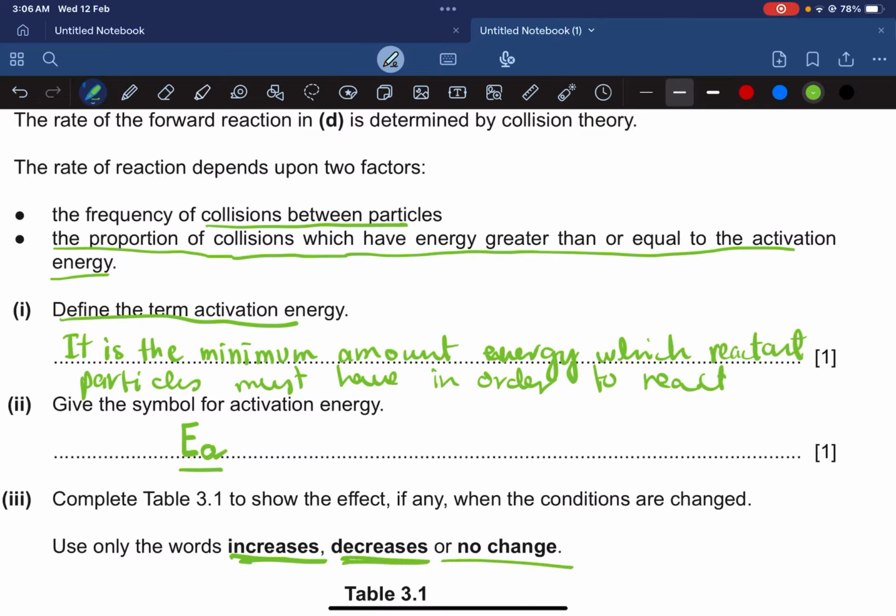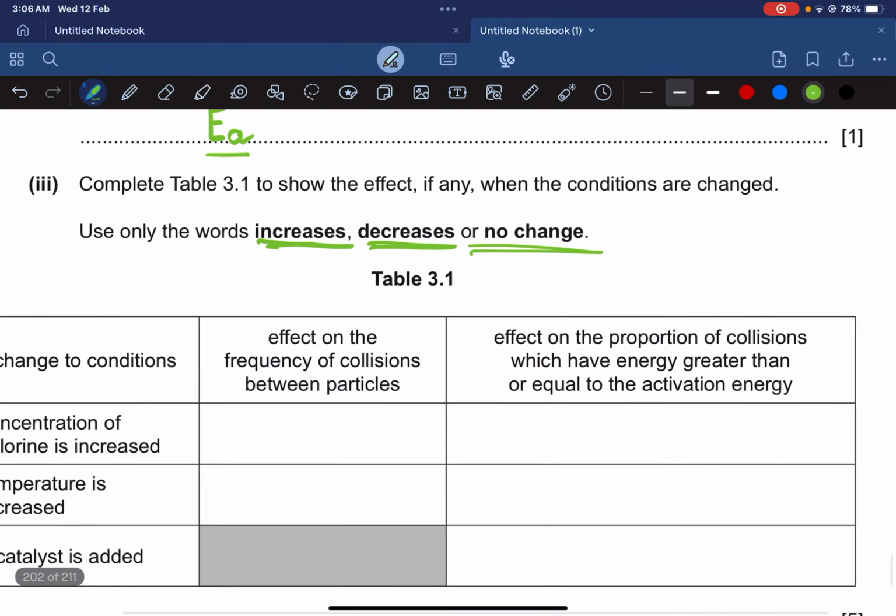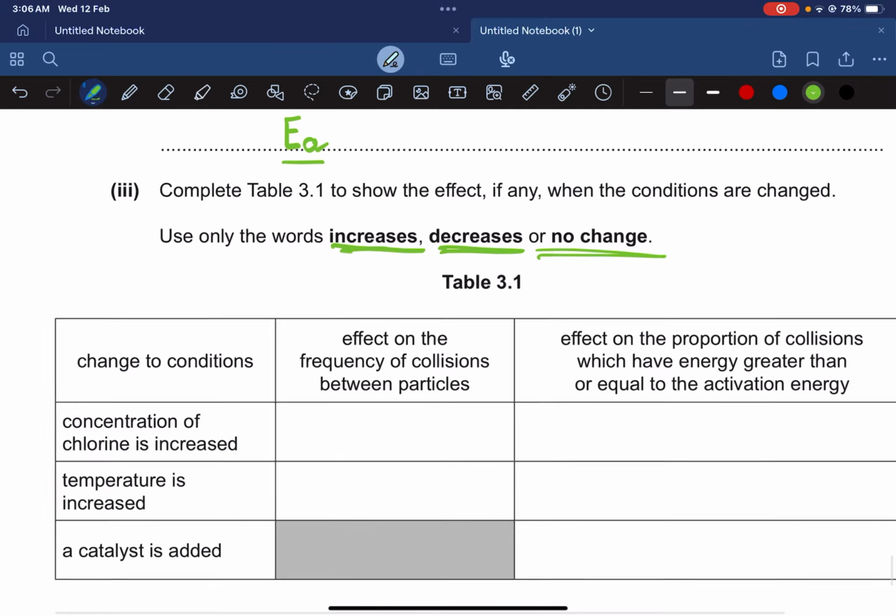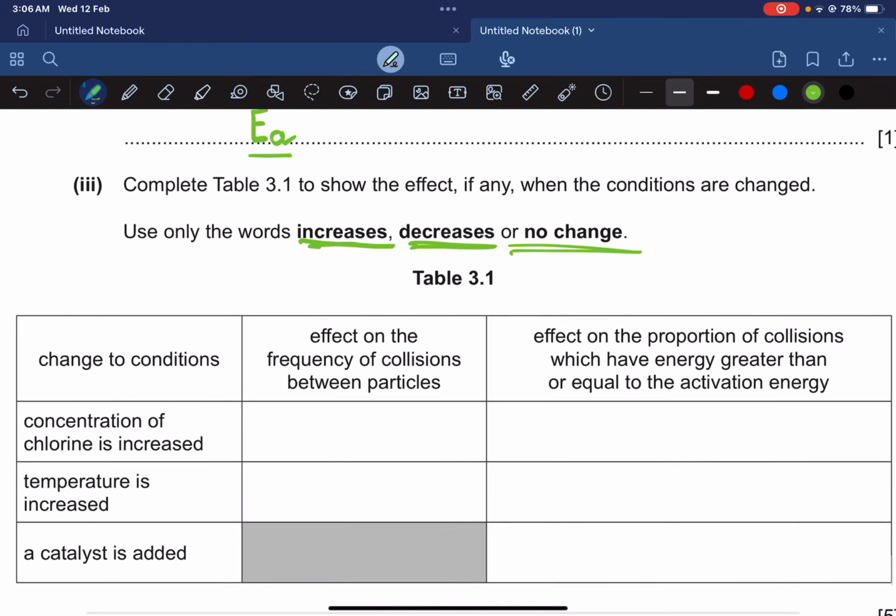Okay, let's see the table. For condition number 1, the change is: concentration of chlorine is increased. Effect on the frequency of collisions between particles. If you're increasing the concentration, it means that we are having more particles. If this is our container, we're going to have more particles. So the frequency of collisions between the particles also increases.